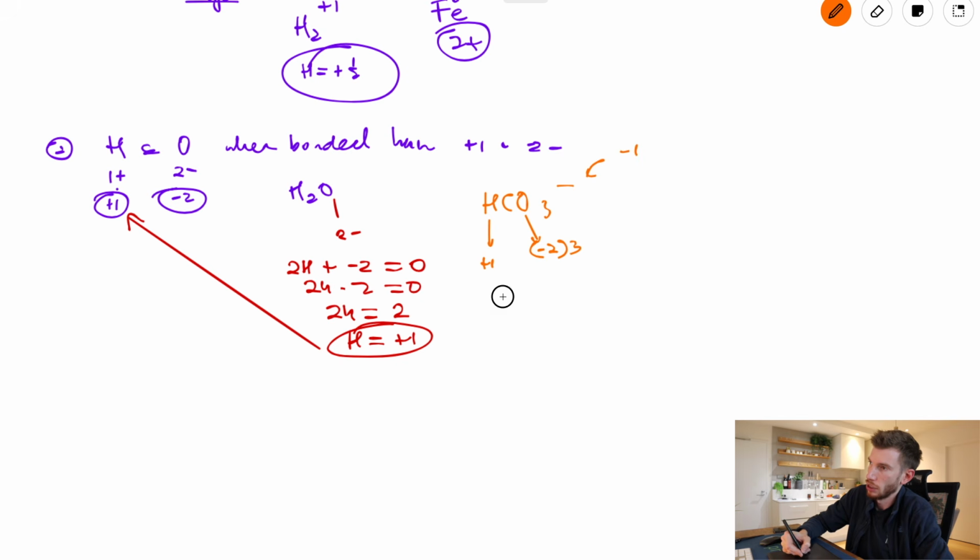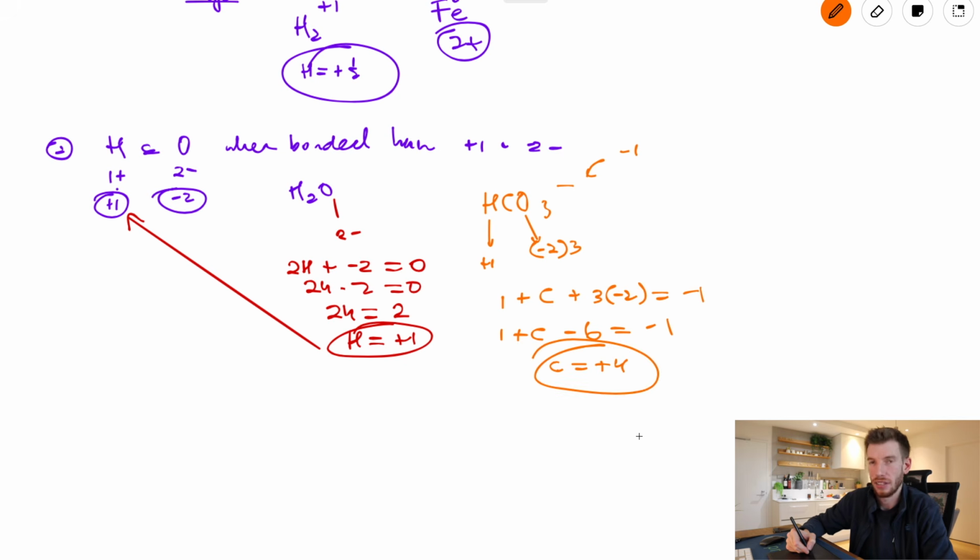So I go the hydrogen, which is 1, plus carbon, which I'm going to find, plus 3 lots of -2 gives me a total charge of -1. So now I solve it mathematically. So 1 plus C, this will be -6, equals -1, and then I can move everything else across. So I can add the 6 and get 5, and then minus the 1 and get 4. So I end up getting +4. So therefore it's in the 4+ state, like that, and now I've solved it.